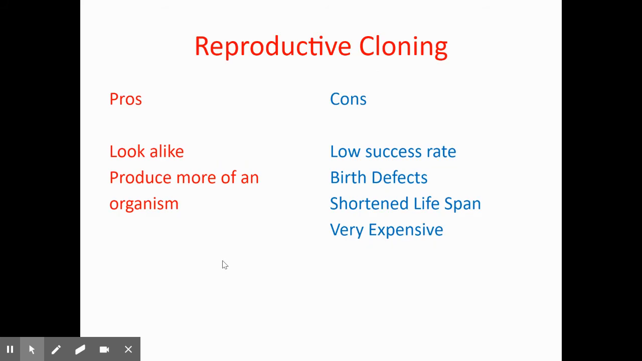So where we're at now, we don't see a whole lot of examples of reproductive cloning, because they found that organisms reproduced through this method sometimes have a shortened lifespan. Maybe they are born with birth defects. Sometimes the success rate is low. It took over 400 tries for them to get Dolly. So these are all negative things. The only positive thing for reproductive cloning is that the organism is going to look like the organism that it was cloned from.